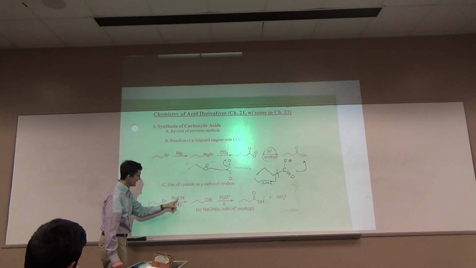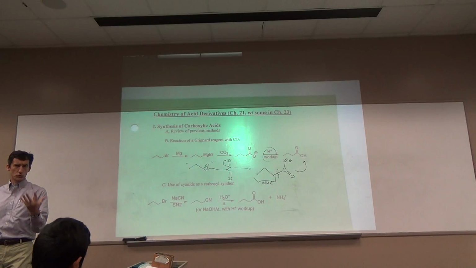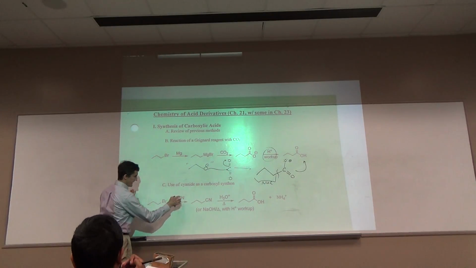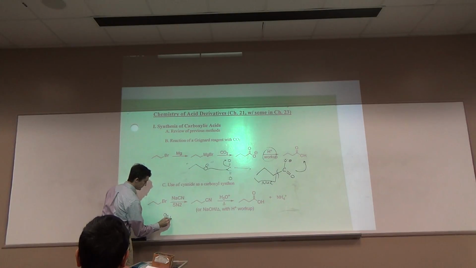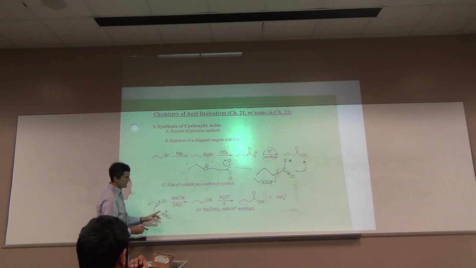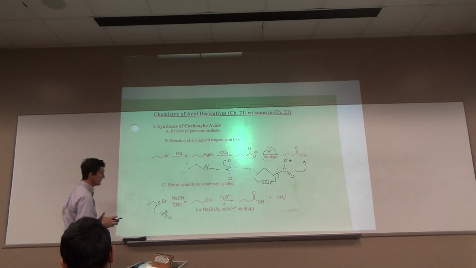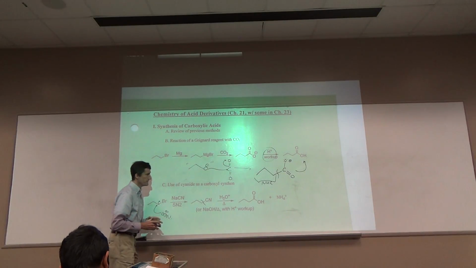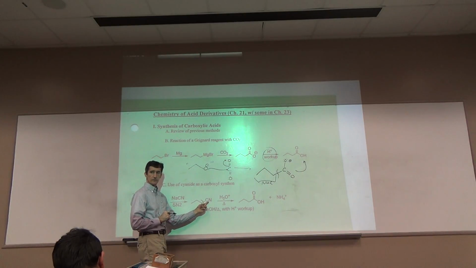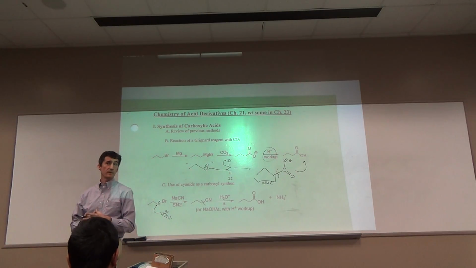Another method is to use cyanide as a synthon. A synthon is like a tool for synthesis. Cyanide. Good old SN2, right? We make this bond. Well, that's an acid derivative. Yes? And all acid derivatives can be hydrolyzed back to what?